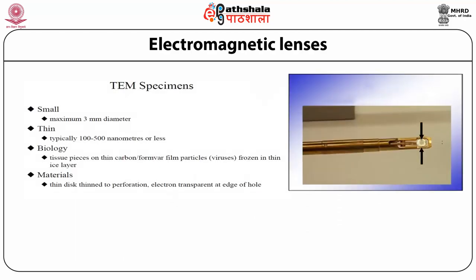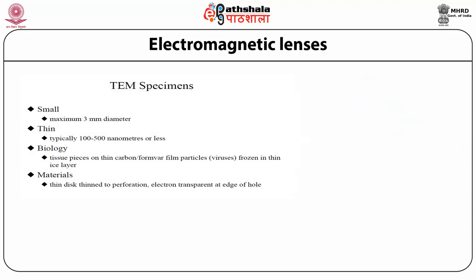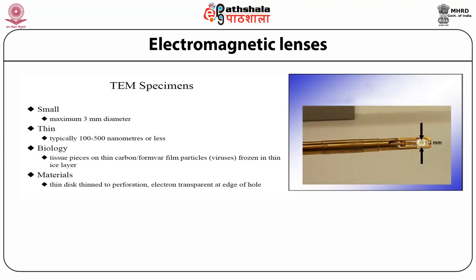I want to discuss the TEM specimen, how one can prepare it for viewing in the microscope. For that, we use a grid called a copper grid, and this copper grid can be placed in a holder which is shown here in the figure. This grid is of 3 millimeter diameter, and the sample is thin, around 100 to 500 nanometer. For biological samples, we have to freeze them, and tissues and all can be used. Whereas for materials, we have to make a very thin powder or use electrospinning so that electrons can pass through the sample.